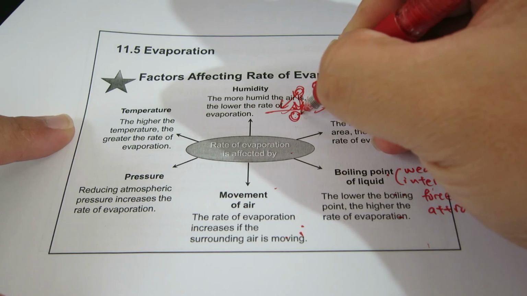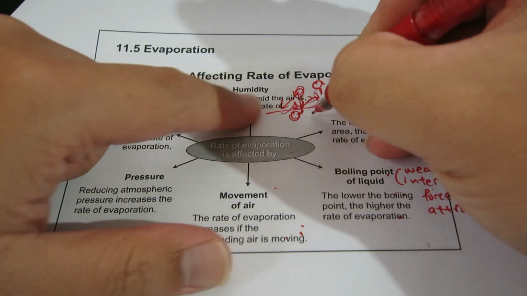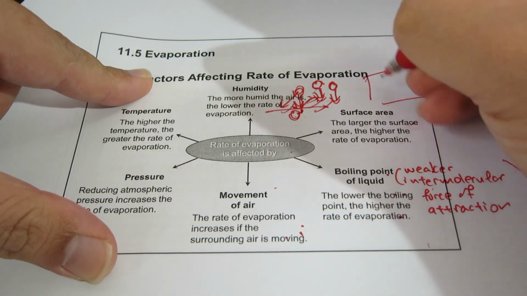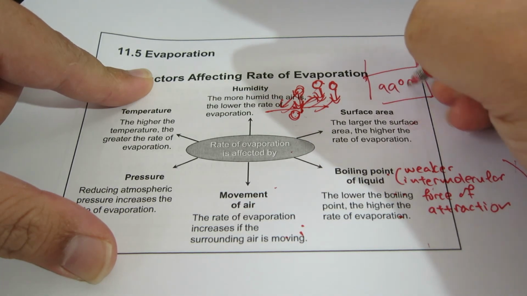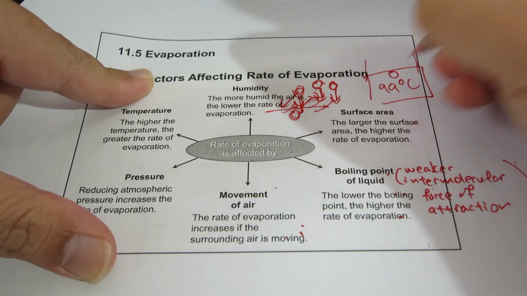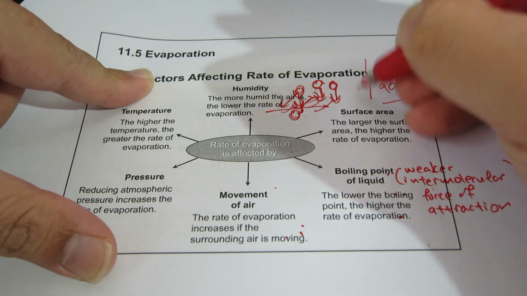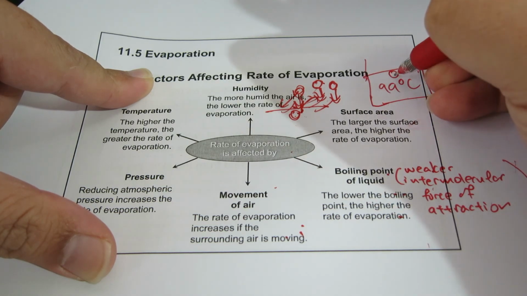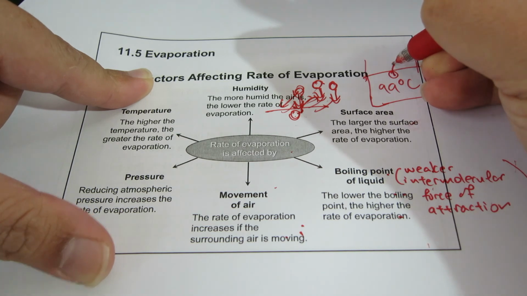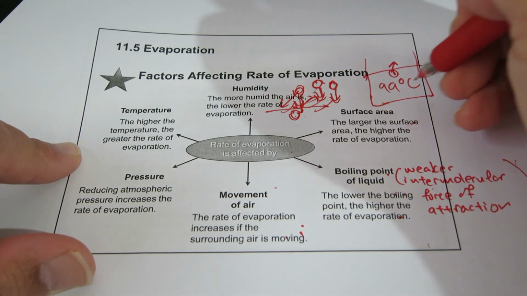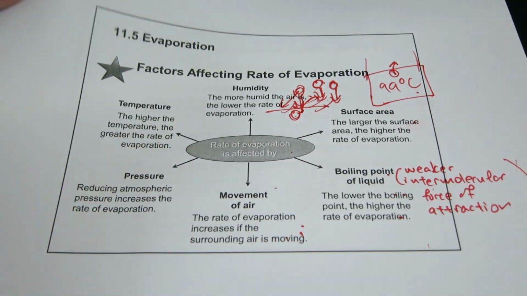And the higher the temperature, the greater the rate of evaporation. So if you have a liquid or water that is already at 99 degrees Celsius, it's almost at boiling. So most of the particles already have a lot of energy. So the chances of you having a molecule that is able to overcome all these forces will be higher. That's why the higher the temperature of the liquid, the greater the rate of evaporation.